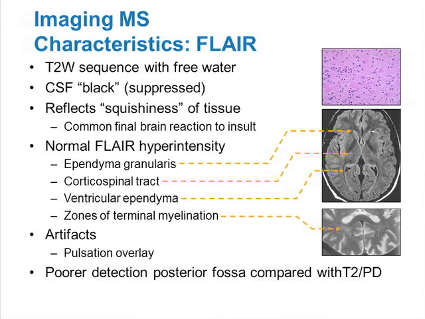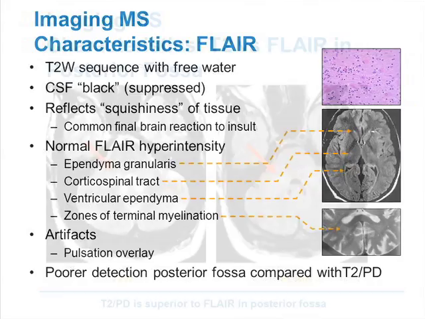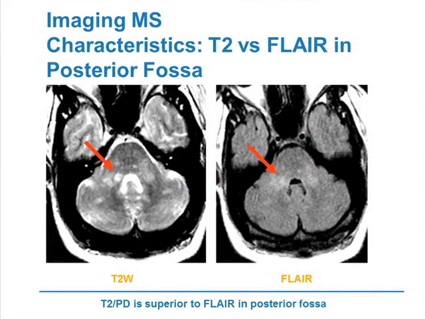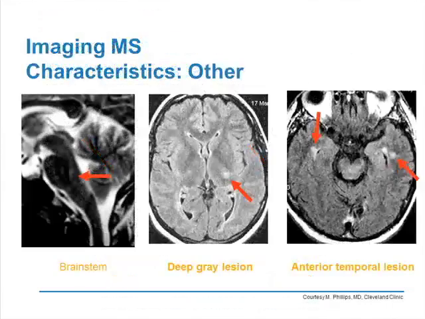For example, in the ependyma granularis around the anterior temporal horns, frontal horns, or the corticospinal tracts around the ventricles, or the zones of terminal myelination. Also, there is a rich array of MRI artifacts that can also cause mimics for multiple sclerosis lesions. And in particular, if you look at the posterior fossa on this next slide, you can see that lesions are better seen on T2 weighted sequences rather than on a FLAIR sequence.